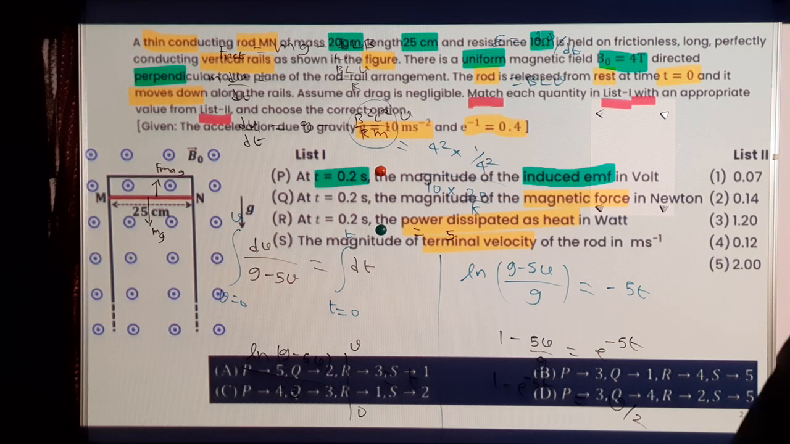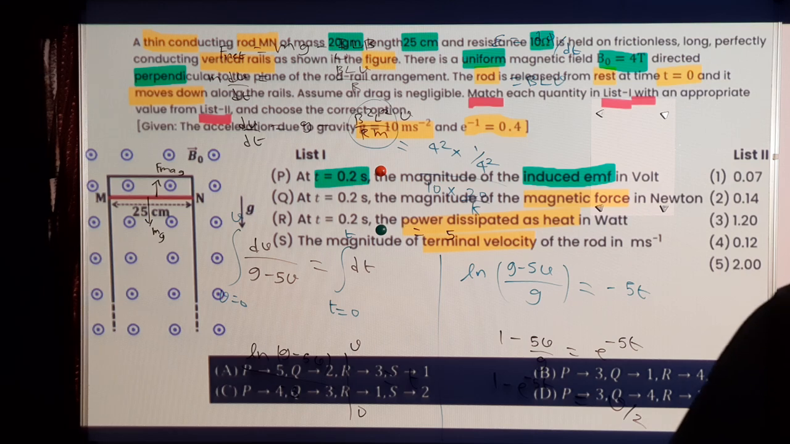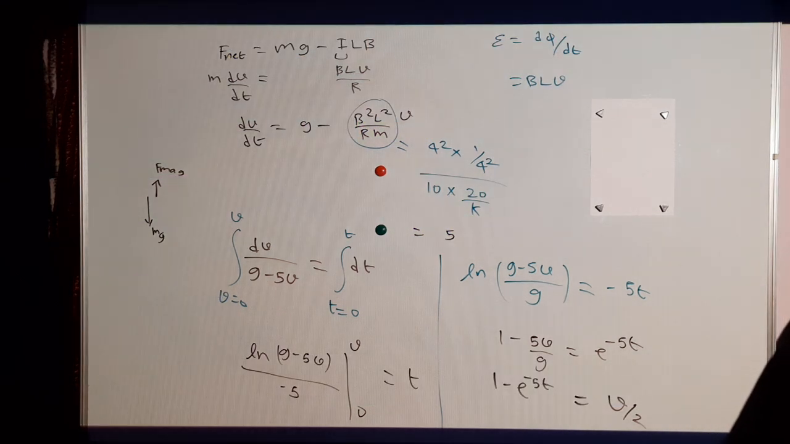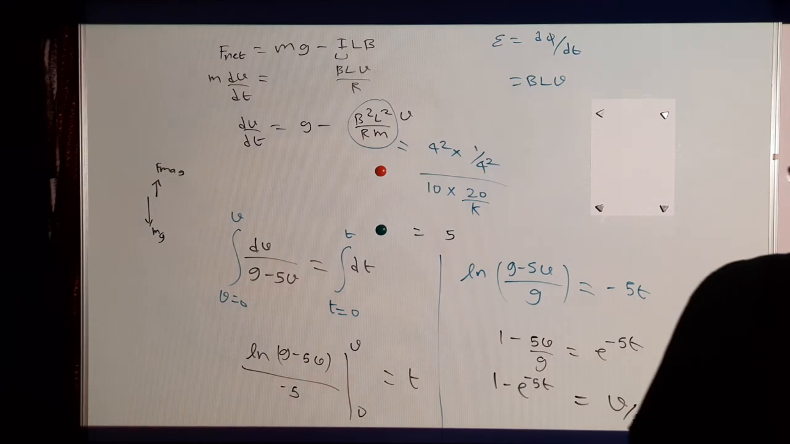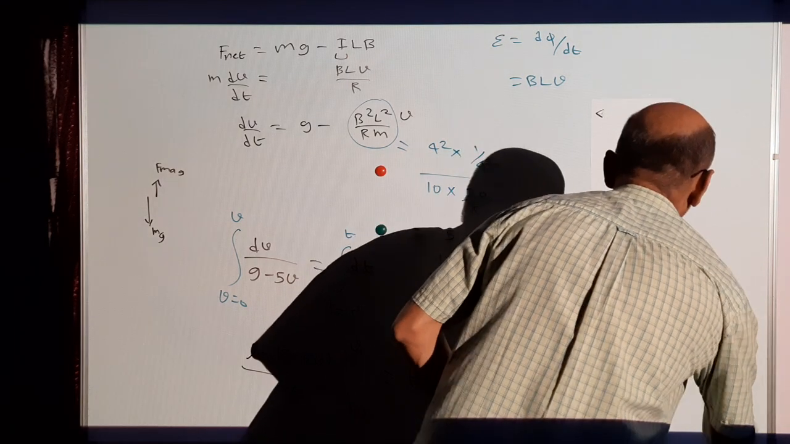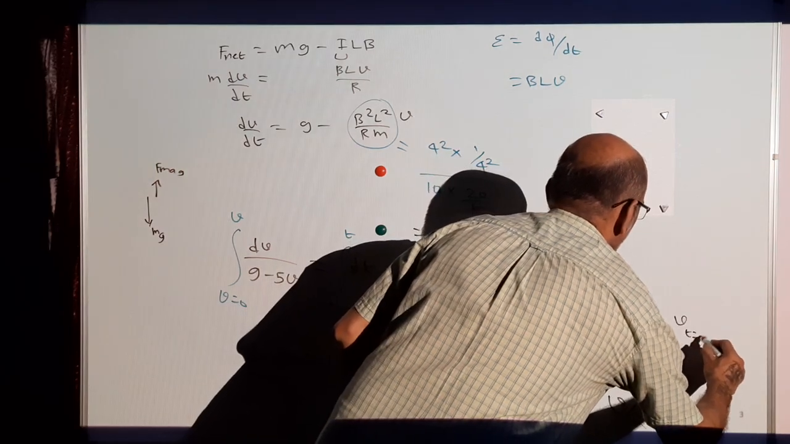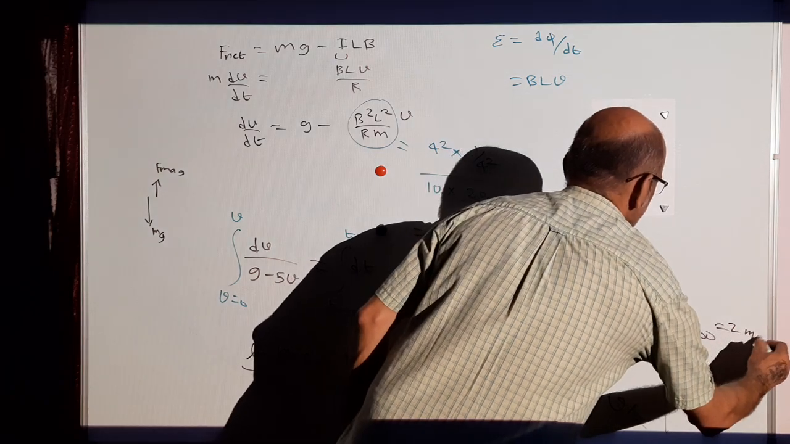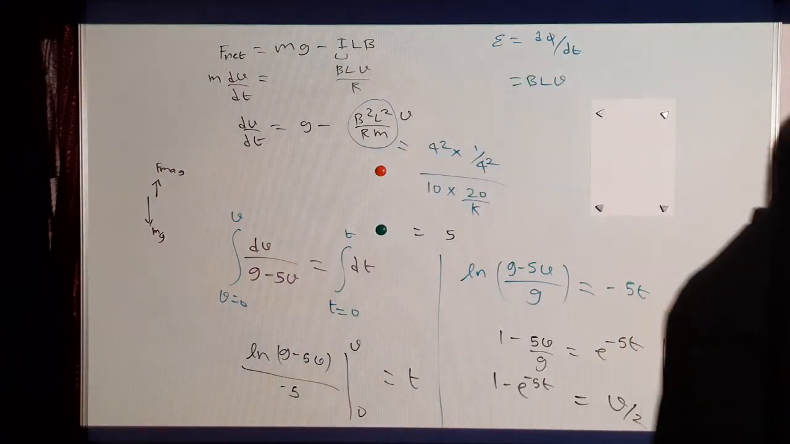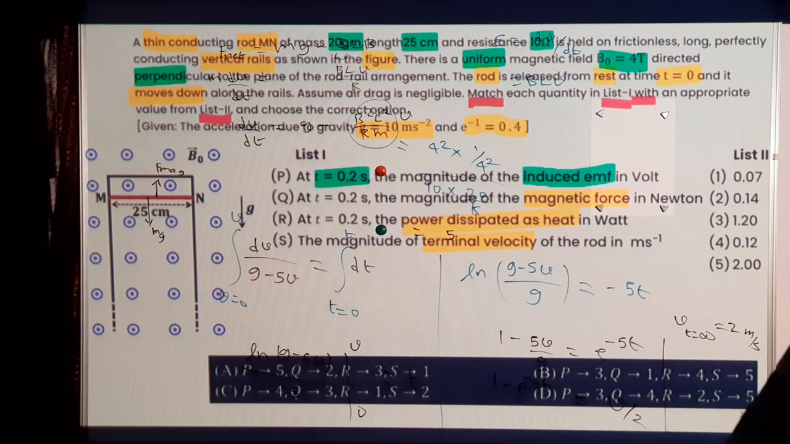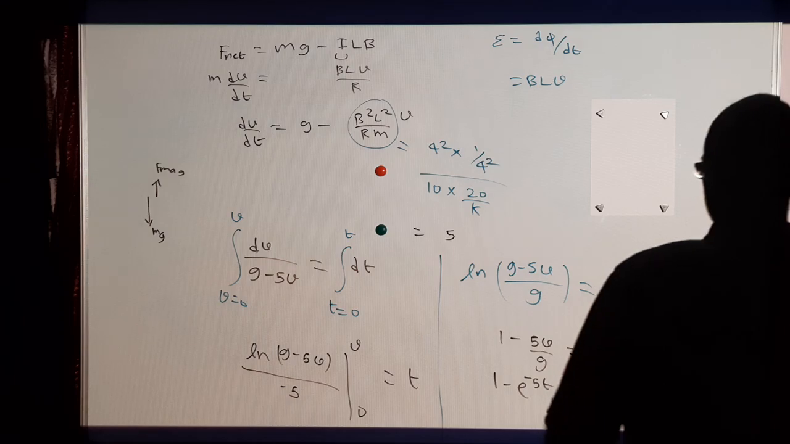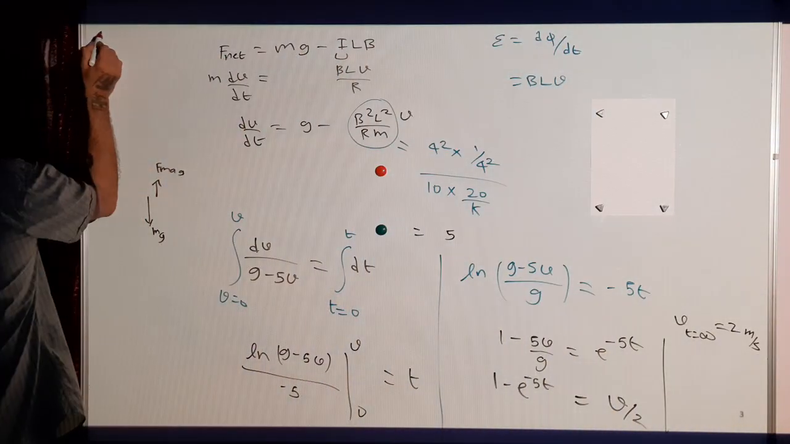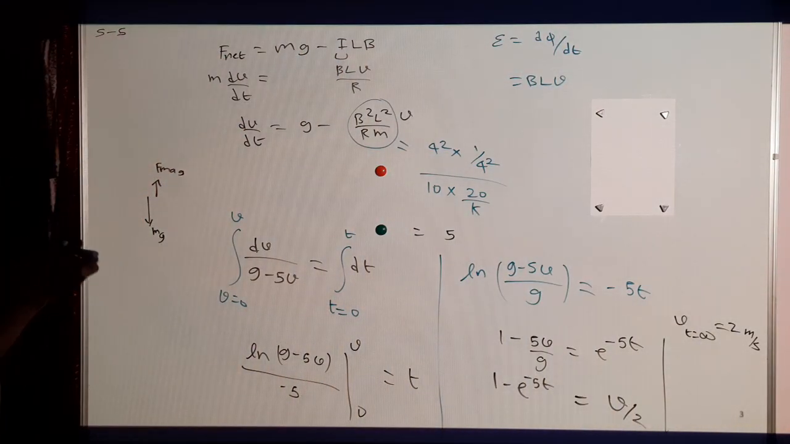So option S, or the list 1, the S says terminal velocity of the rod. Terminal velocity is the velocity at time t equal to infinity. So from this I'll get velocity at t equal to infinity, as this thing will go, it is 2 SI units, meter per second. So that is 5. So S will match with 5. So you get one match. S and 5 will match.